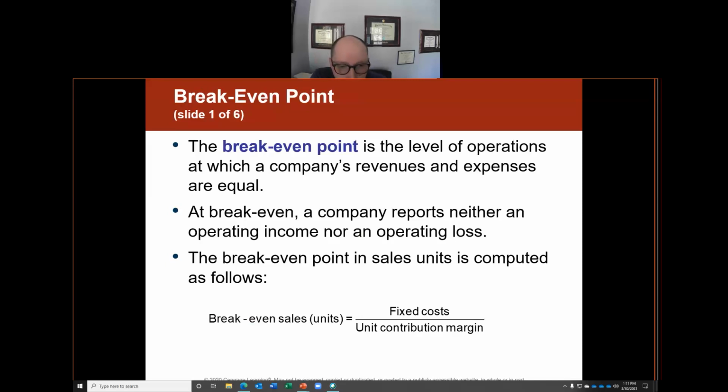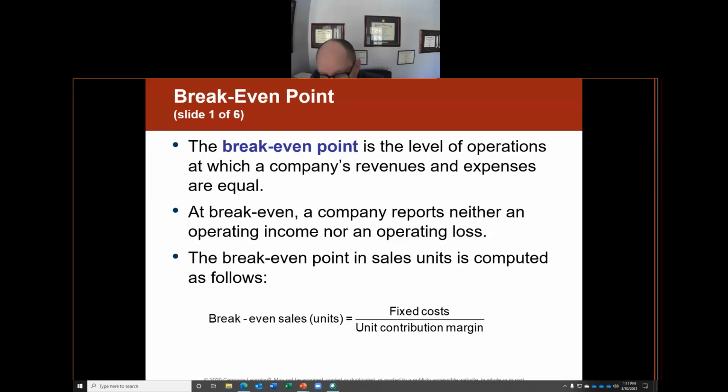Okay? We can find the point of break even in units and sales dollars. Break even is the point where revenue equals your expenses. You neither made a profit, but you also didn't lose any money. That's break even. It's where your sales minus expenses equals 0. That's break even. Okay.